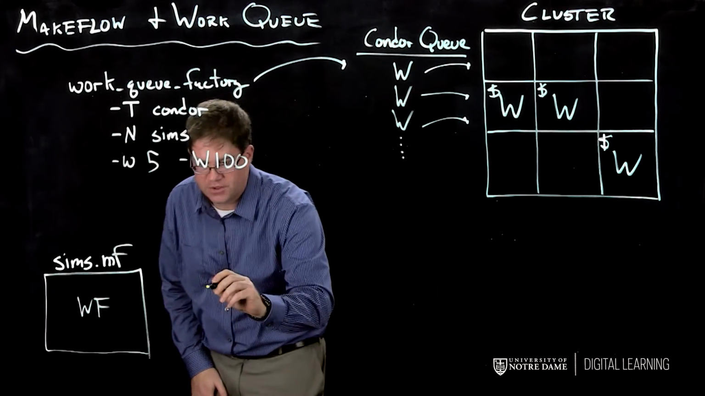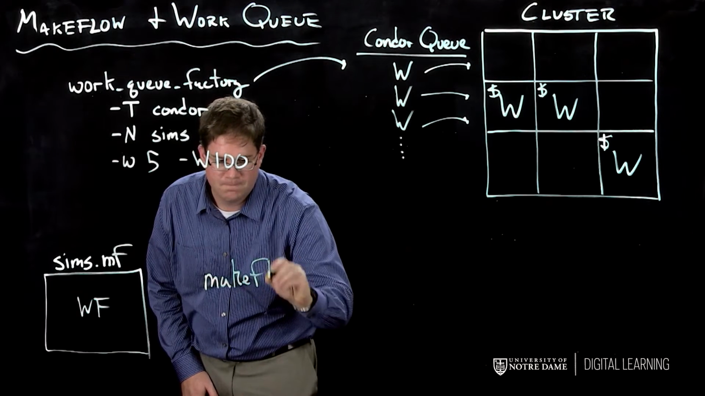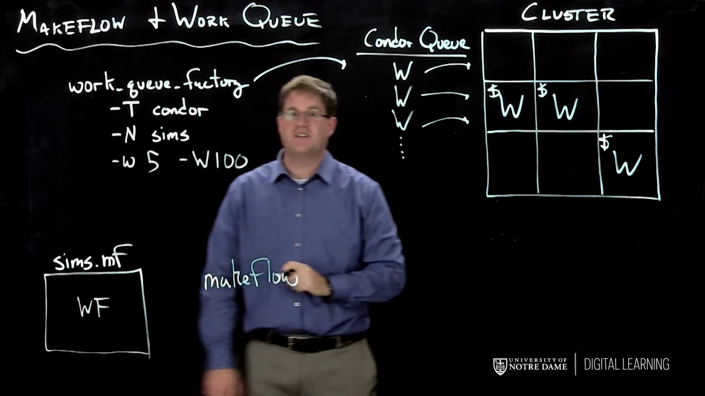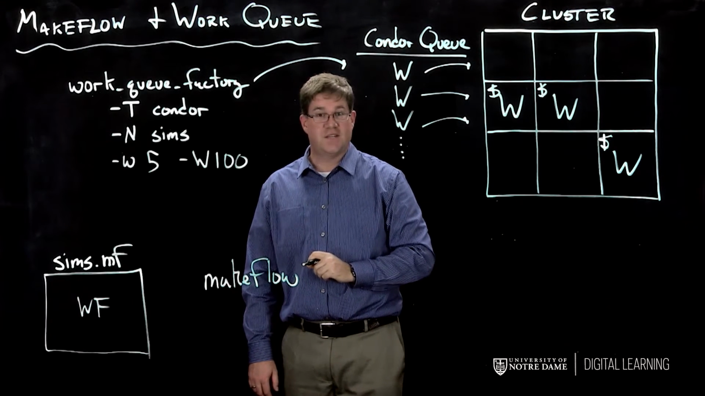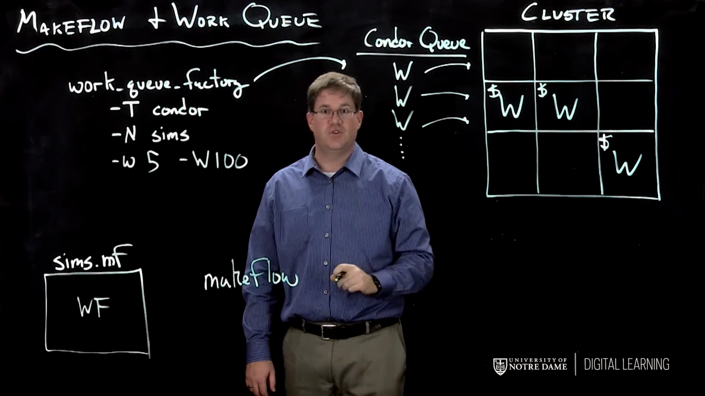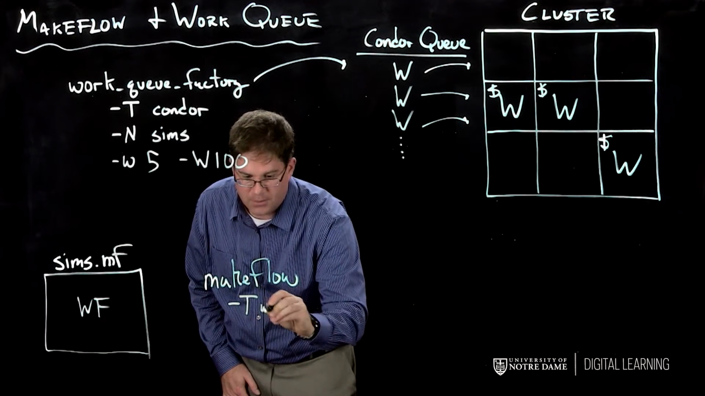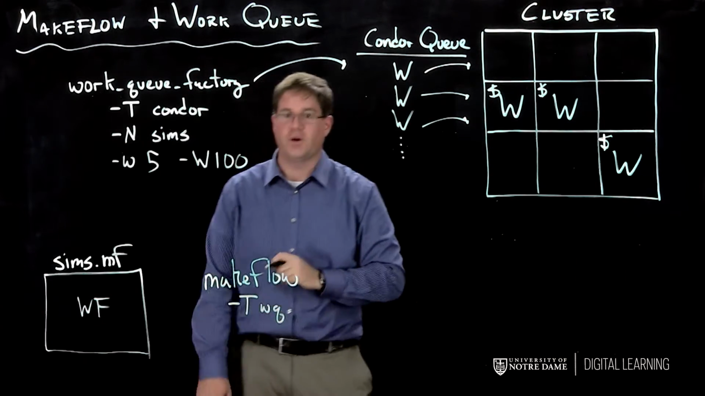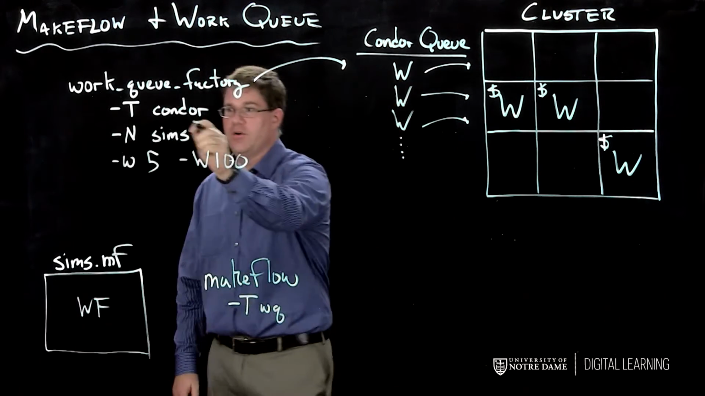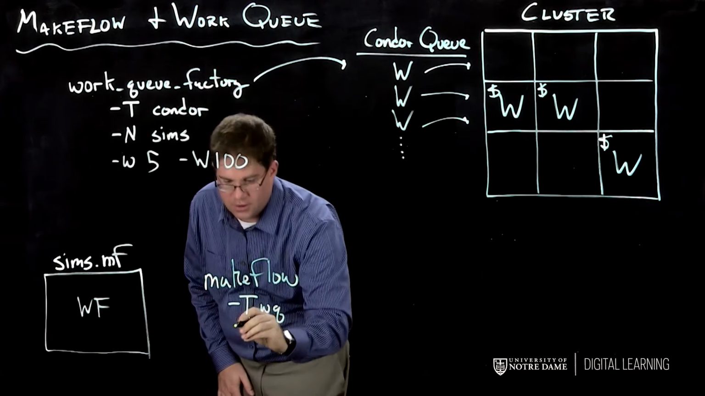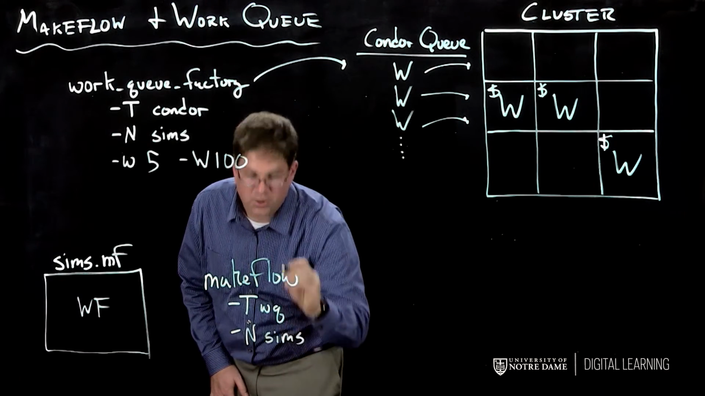So over here, I'm going to start Makeflow. And I have to specify where I want it to send its jobs. Instead of sending them to Condor, I'm going to send them to my WorkQueue workers. So I specify dash big T WQ, short for WorkQueue. And then I have to specify the logical name of this workload to match this one here. So I'm going to call it Sims, but you can call it anything you want.